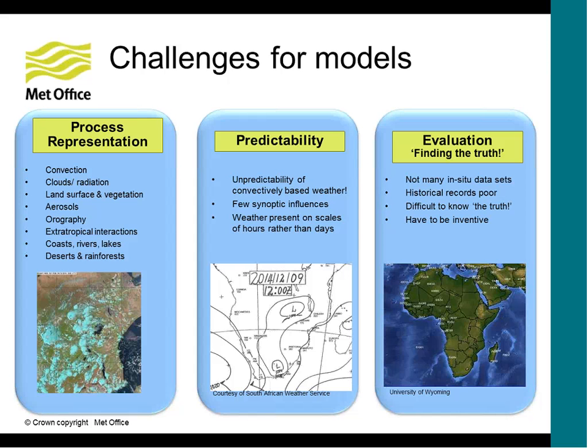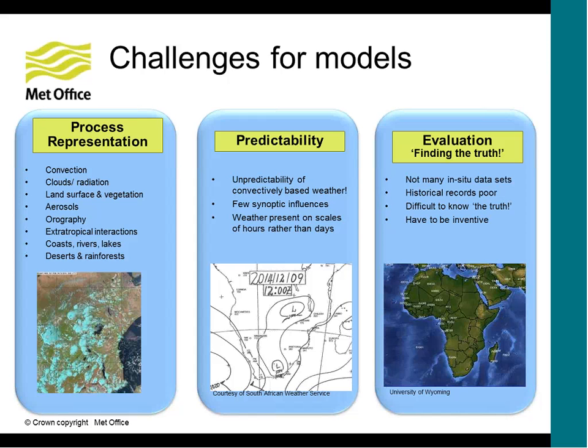The second one is predictability. As most meteorologists in the mid-latitudes will know, it's much easier to forecast where a big weather front is going rather than thinking about where one individual storm is going, and that's a big issue about the predictability of convectively based weather. The other one is few synoptic influences, so a lot of the models depend on big dynamical equations, and they are maybe not as good at representing things on the small scale, and that's a big challenge for us.